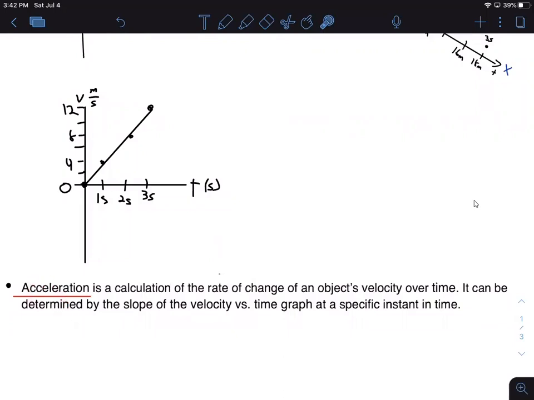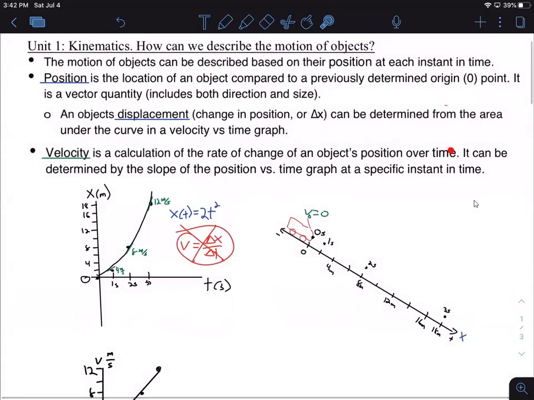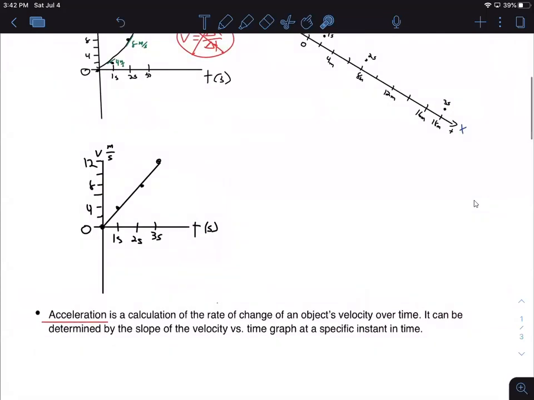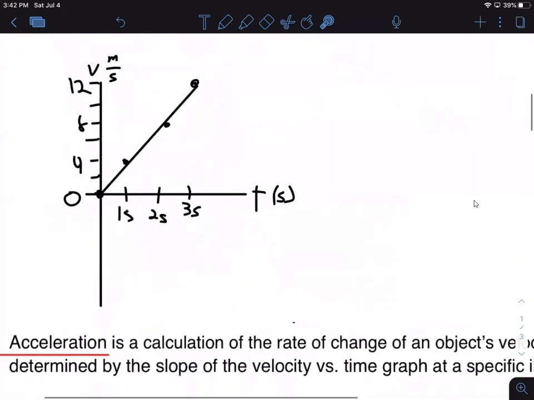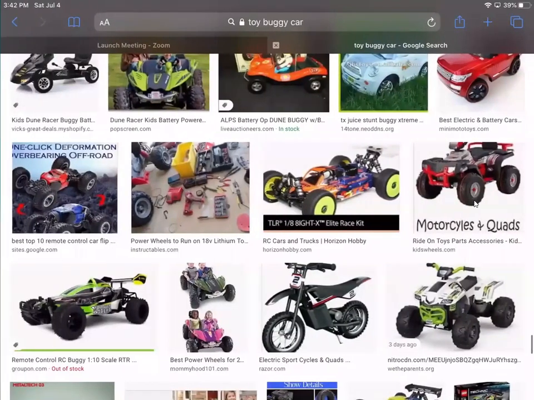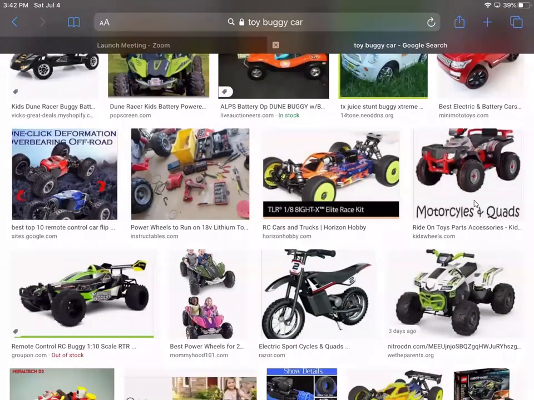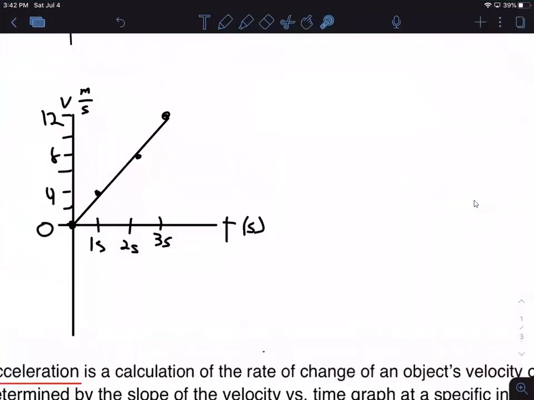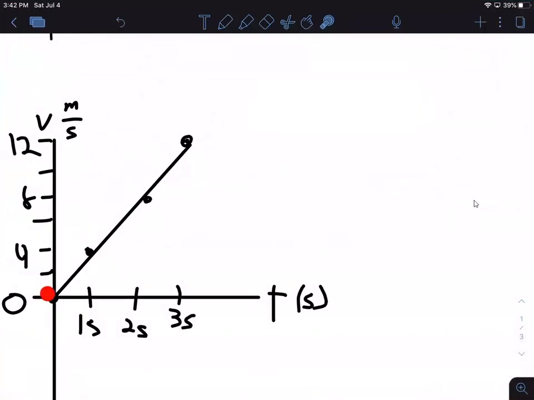Just like velocity is the rate of change of position over time, so it's the slope of the position versus time graph, acceleration is a calculation of the rate of change, or the slope, of an object's velocity over time. So we're looking at the slope of the velocity versus time graph. So let's find the acceleration of this object. It doesn't say it here, but acceleration is also a vector quantity. It also has a direction. And in this case, the direction is going to be positive because we have a positive slope.